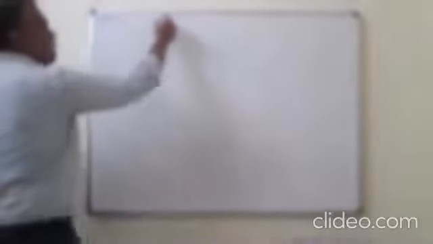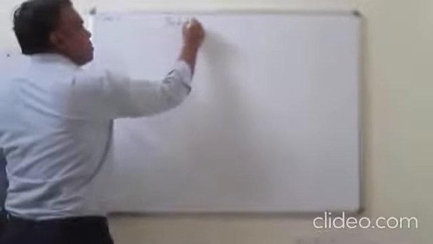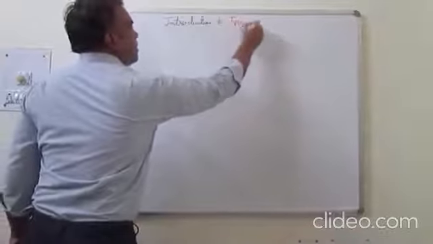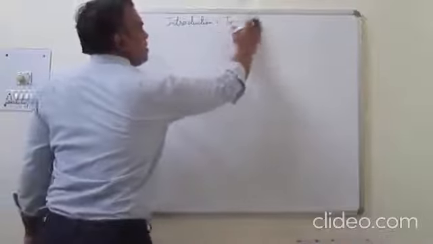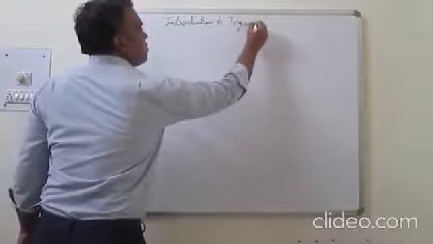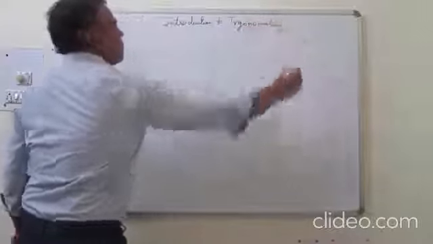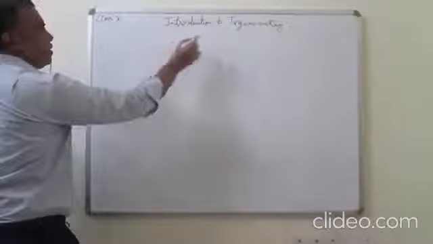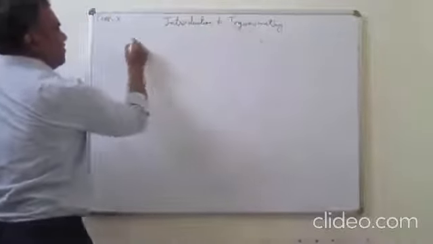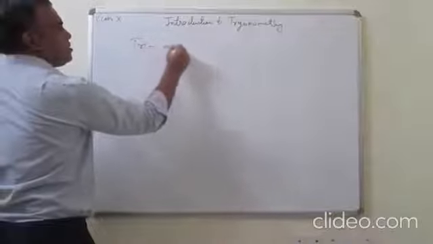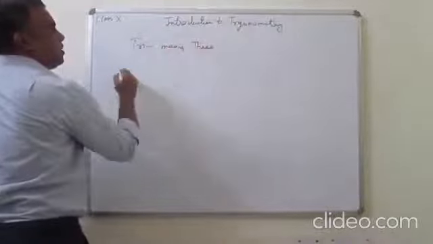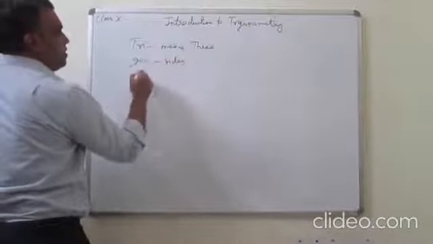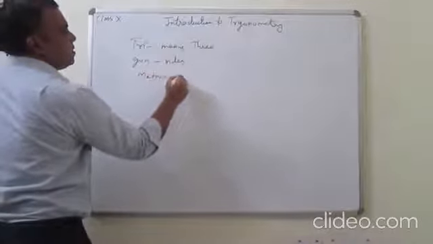Today we will start introduction to trigonometry. Trigonometry. So it is chapter 8, class 10th. Trigonometry is derived from the Greek words: tri means 3, gon means sides, and metron means measure.